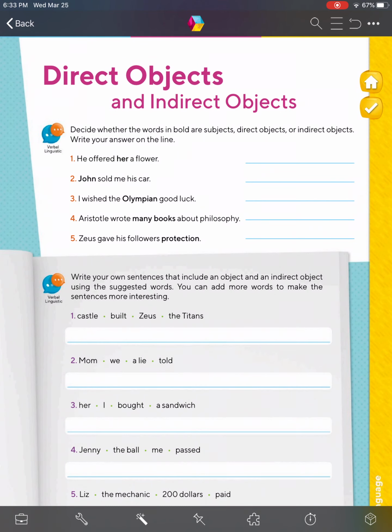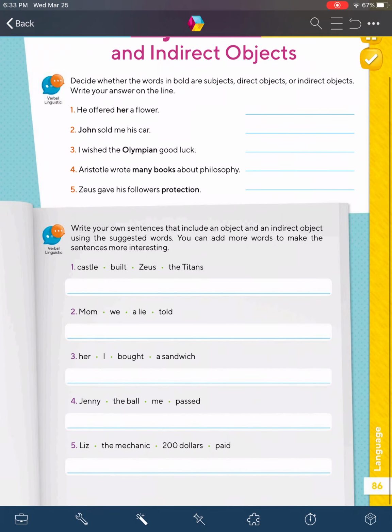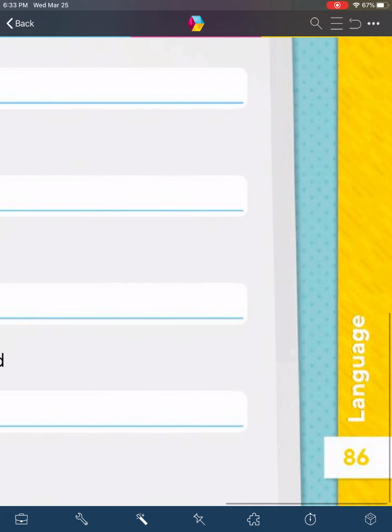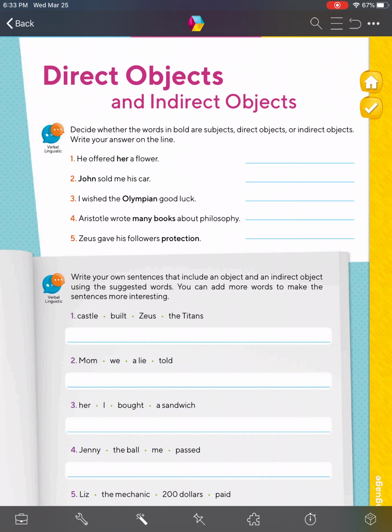Hello again, and this is our second activity of the day, which is on grammar. Please help me by going to your book, on the language section, page 86. Yes, that's right, page 86. Now, today's topic is about direct objects and indirect objects.